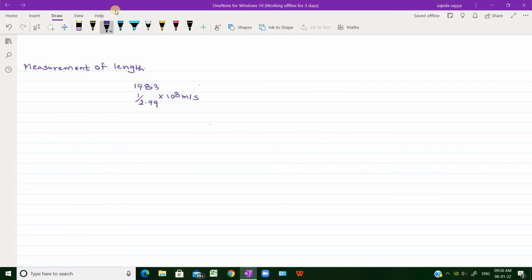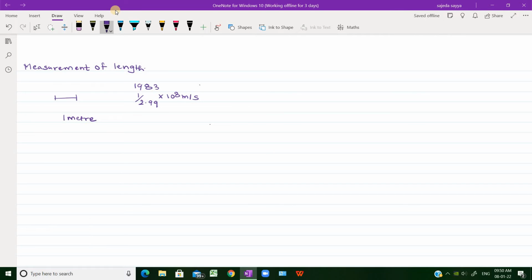So, the path which is traced by light in this interval, that is 1 upon 2.99 into 10 raised to 8 meter per second, in vacuum during this interval, that path travelled is called 1 meter.